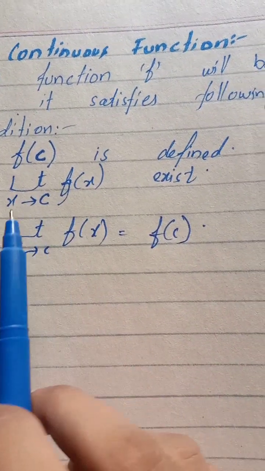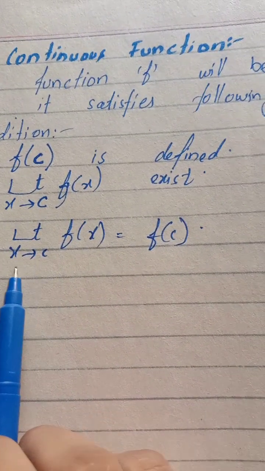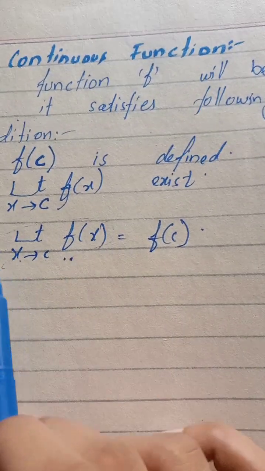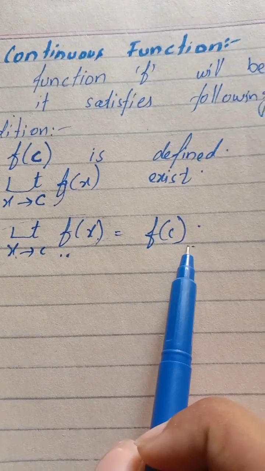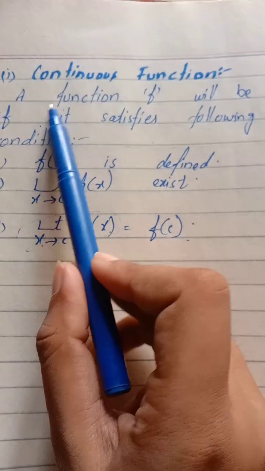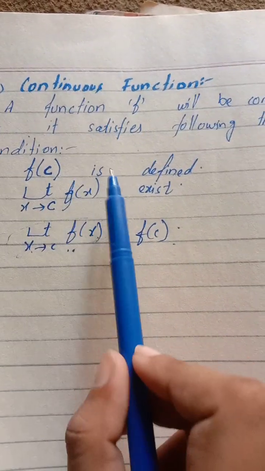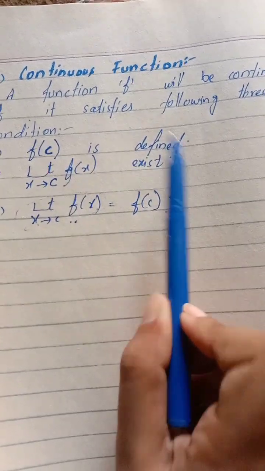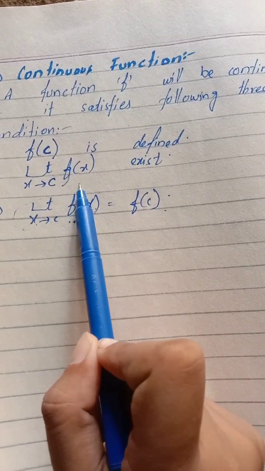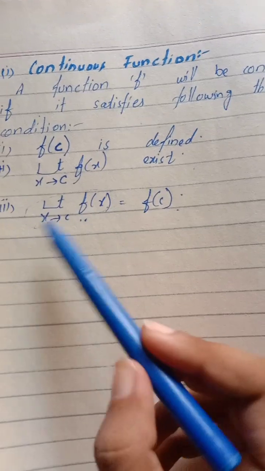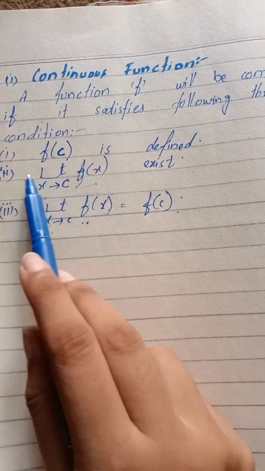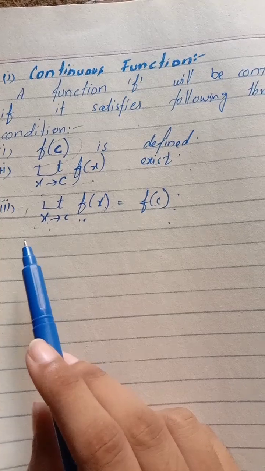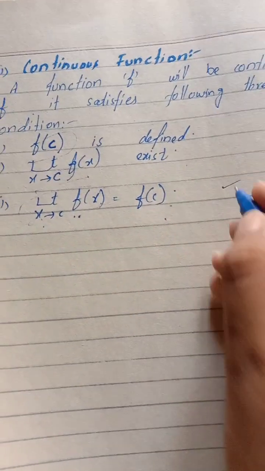What does that mean? After applying the limit as x approaches c, the answer should be f of c. I repeat: a function will be continuous if it satisfies the following three conditions. f of c should be defined. The limit as x approaches c of f of x exists. And third, these two values should be equal. Then this function is called continuous.